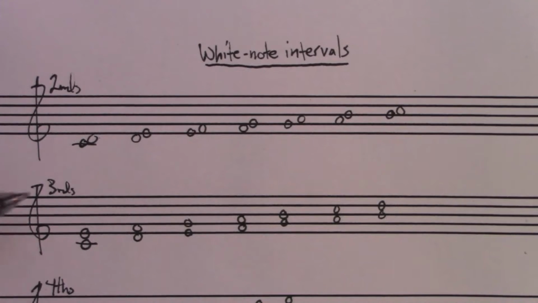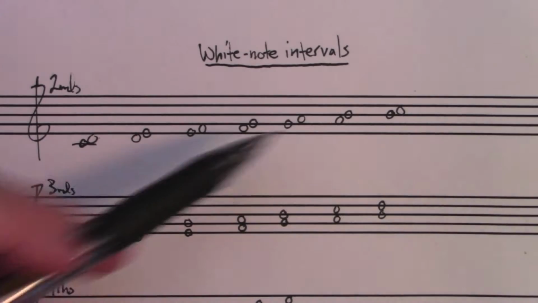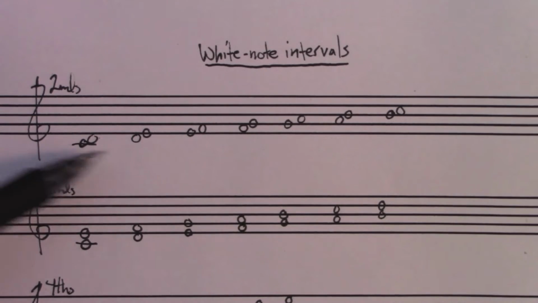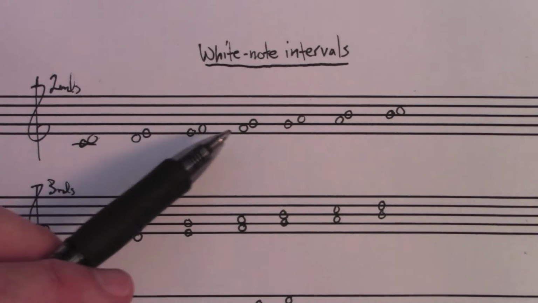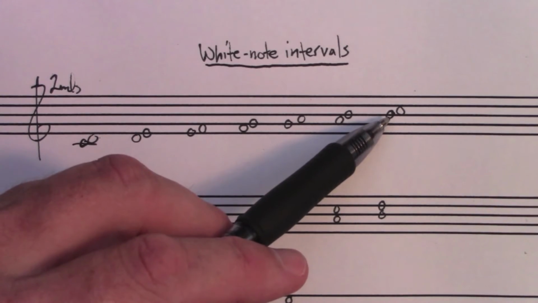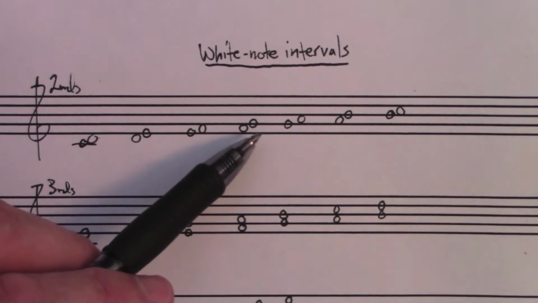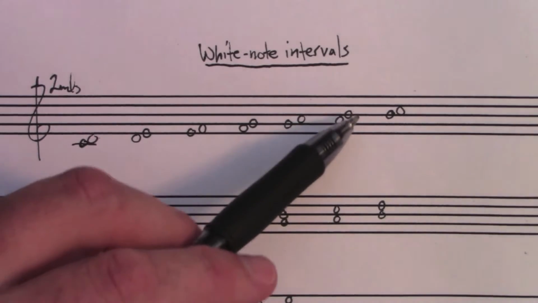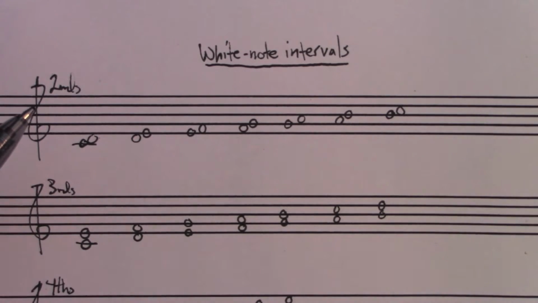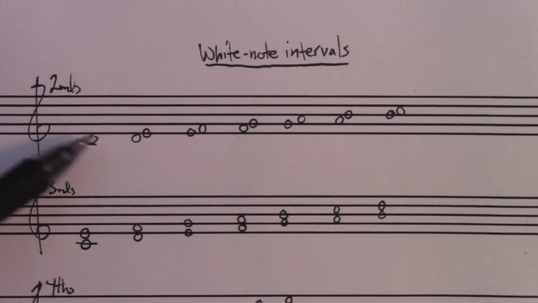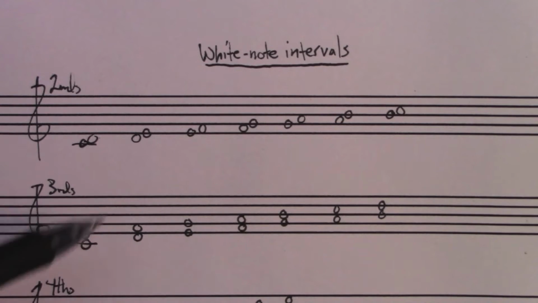So for right now, first, here's a C major scale. C, D, E, F, G, A, B. Remember, all white notes, no accidentals, white keys on the piano. I have made every second that's possible: C to D, D to E, E to F, F to G, G to A, A to B, and B to C. So these are all the possible seconds using only white notes.